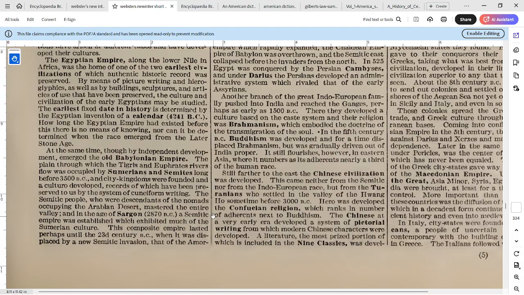Still further to the east, the Chinese civilization was developed. This came neither from the Semitic nor from the Indo-European race, but from the Turanians, who settled in the valley of the Huangho sometime before 3000 BC.